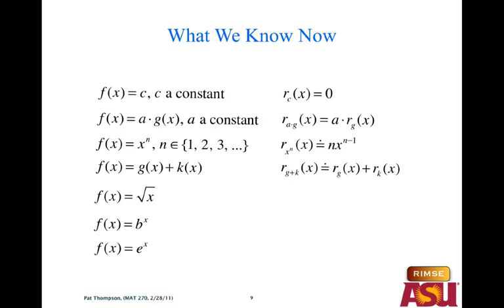So we got the rate of change of a constant, the rate of change of a constant times a function, the power rule, which is the rate of change of x to the n. The sum rule is the rate of change of the sum of two functions. The rate of change of square root, 1 over 2 square root. The rate of change of b to the x, which is natural log of b times b to the x. Sometimes people will put the natural log of b after. It's multiplication. The order doesn't matter.